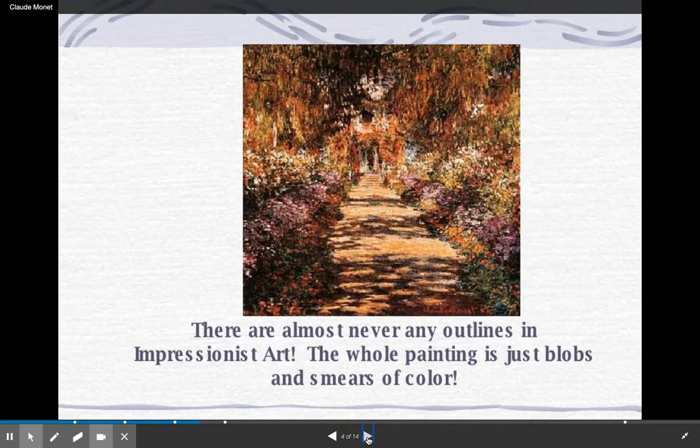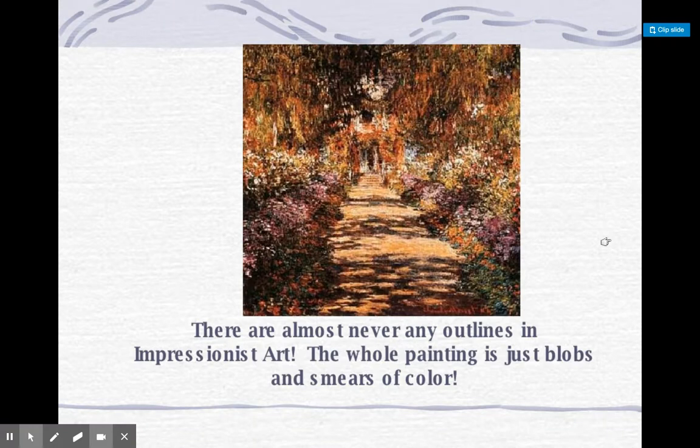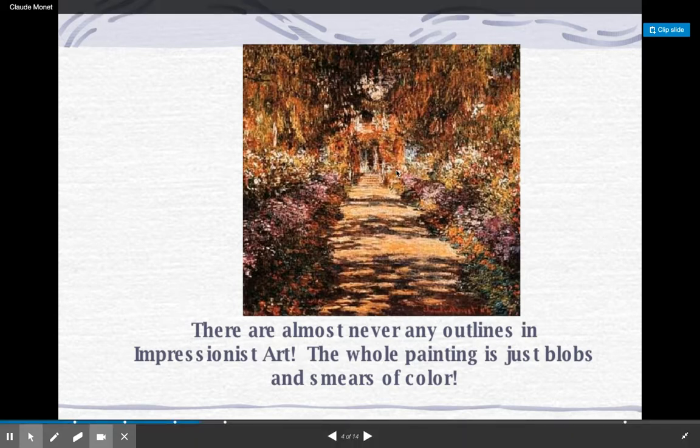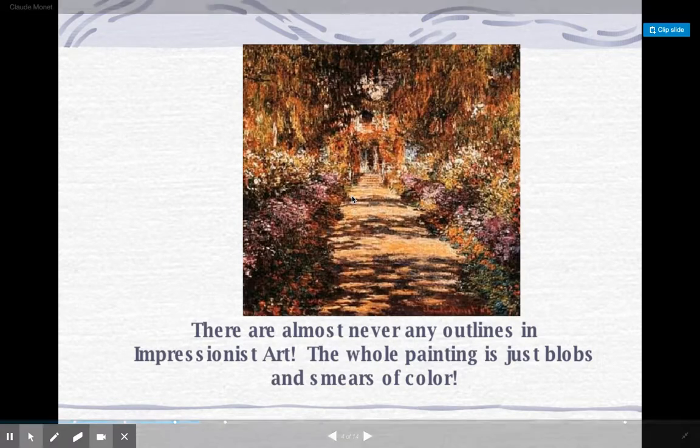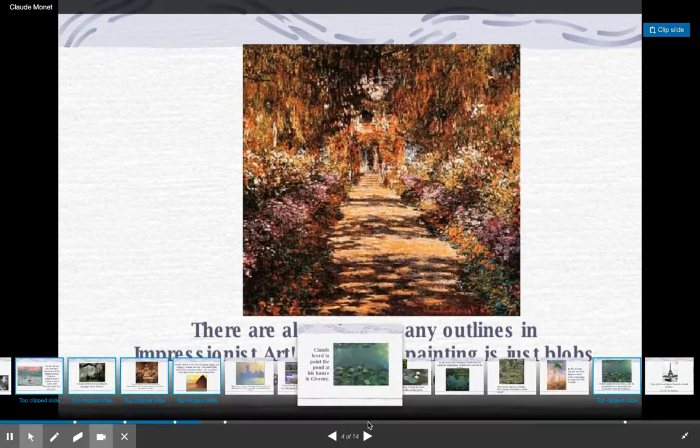There is almost never any outlines in Impressionist art. The whole painting is just blobs and smears of color. So that's pretty unique because in a lot of drawings, we start out by drawing out the shapes that we want to depict. They just added color and brush strokes, and it kind of grew this larger image over time.